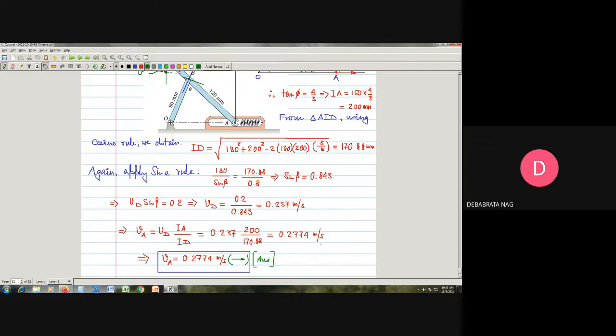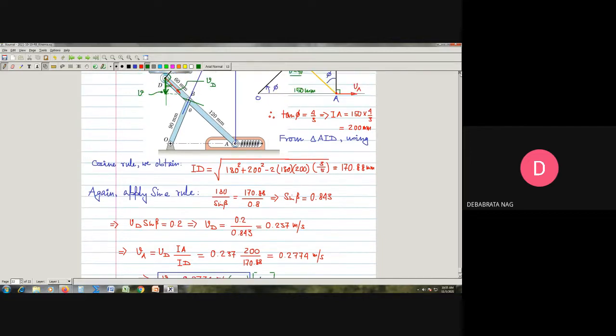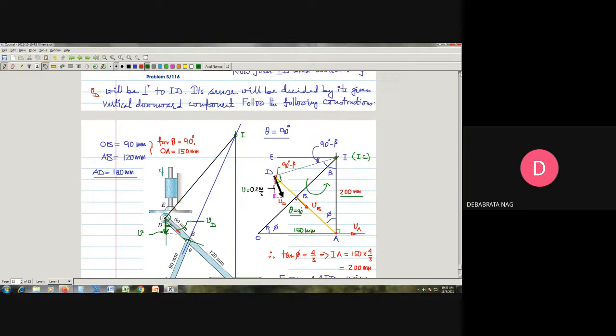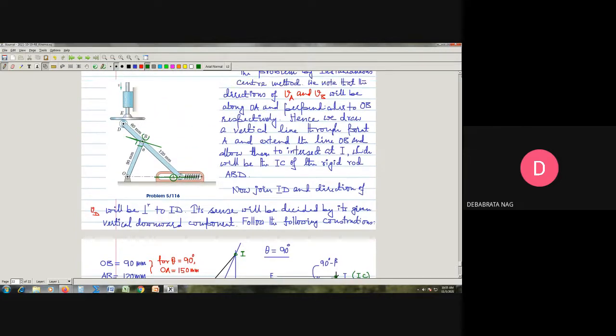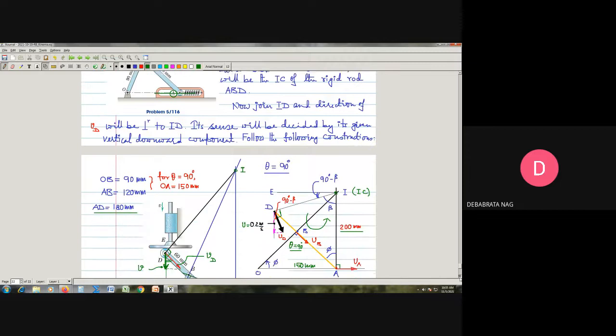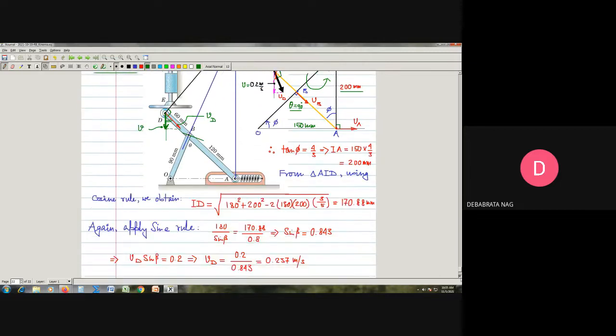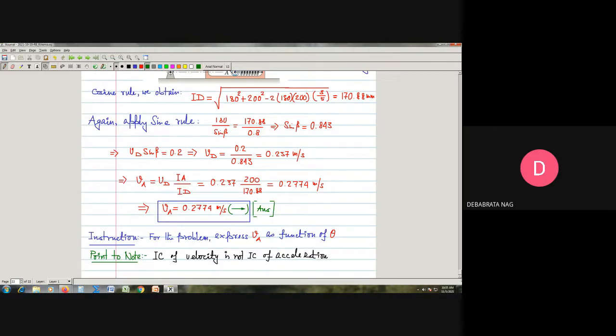So it is therefore seen with this simple example that we can very easily find out the instantaneous velocity with the help of this instantaneous center. We can very easily find out what should be the velocity of this point. The instantaneous center method will give us a very quick solution for the problem.